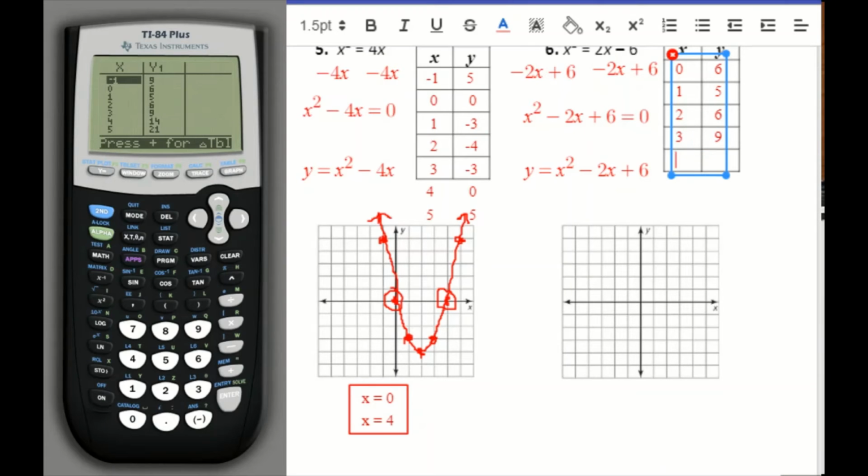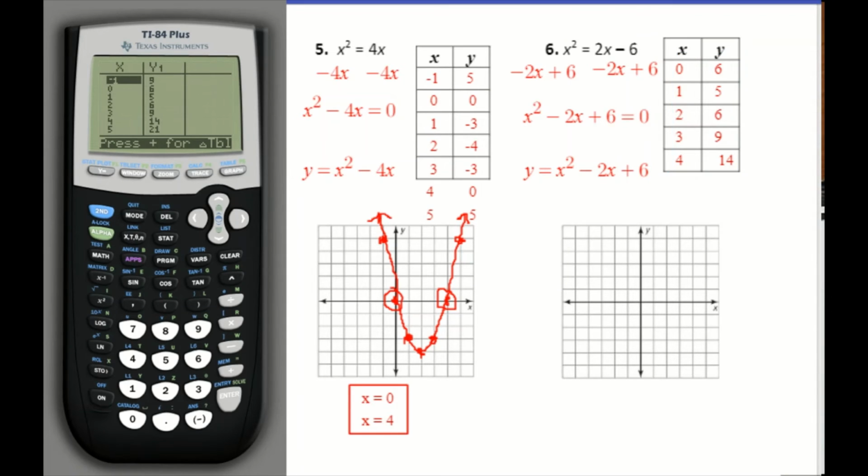We're already way off the grid, so it's not even really worth writing these down. But let's see what we can draw on here. So we got 0, 6. You could probably tell what's going to happen here. This is going to be a case where we get no solutions. Right? The parabola is just way too high up. It never touches the x-axis.